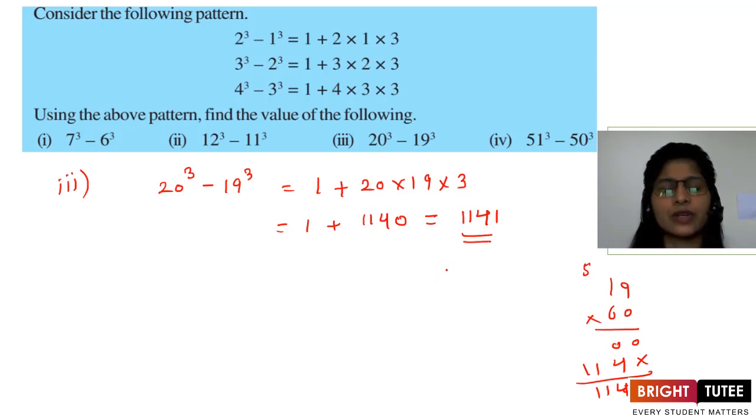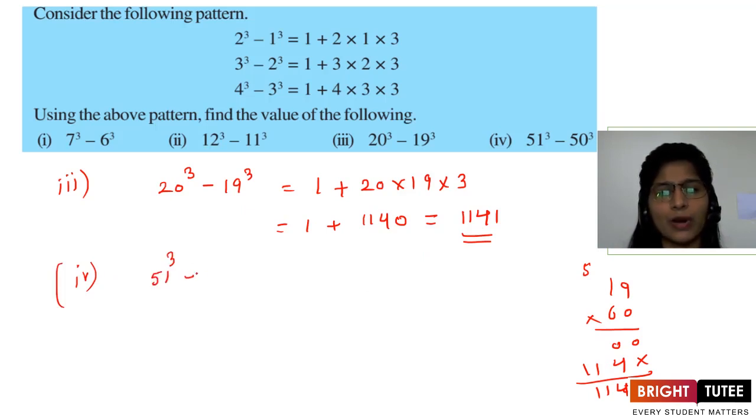Clear? So what have we done? 1 plus 20 into 19 into 3. 20 into 3 is how much? 60, and 60 is to be multiplied with 19. So we got 0 0 here. 6 9s are 54 and carried 5. Then 6 1s are 6 and 5 is 11. Clear? So let's move now to the next question, which is the fourth part.